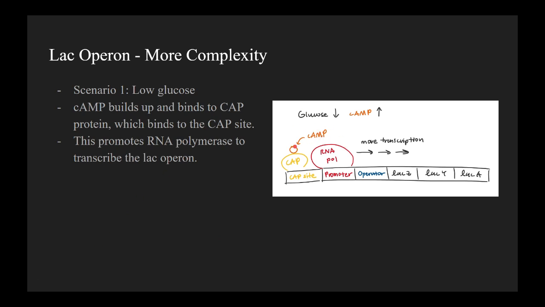And what happens is that cAMP is a specific thing that can bind to the CAP protein. So scenario 1, we have low glucose. Remember, low glucose means cAMP is high. And what cAMP does is it binds to the CAP protein, and that causes the CAP protein to bind to this CAP site here. And remember, I said that when CAP is bound to the CAP site, the rate of transcription will increase. So more and more of these lac genes are being expressed when the CAP is bound.